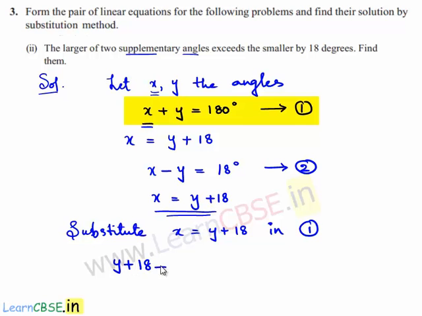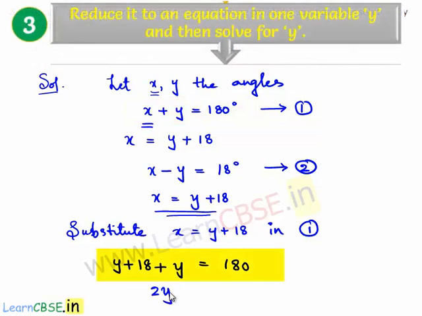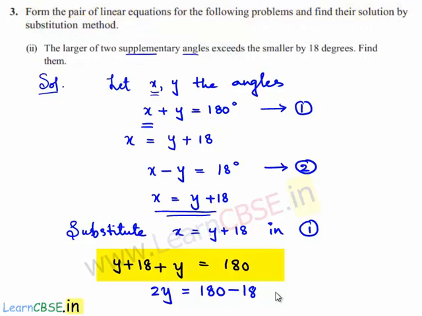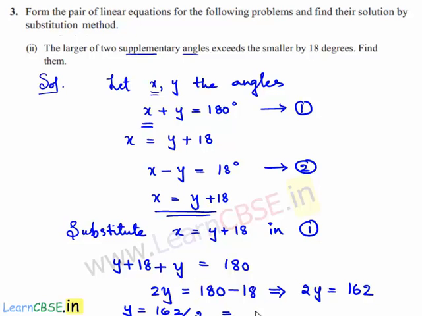y plus 18 plus y is equal to 180. y plus y is 2y. And let us transpose 18 to the right hand side. This becomes 2y is equal to 180 minus 18. That implies 2y is equal to 162. So y can be written as 162 divided by 2, which is nothing but 81 degrees.